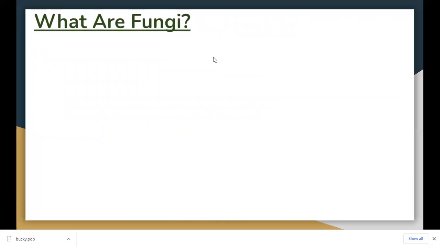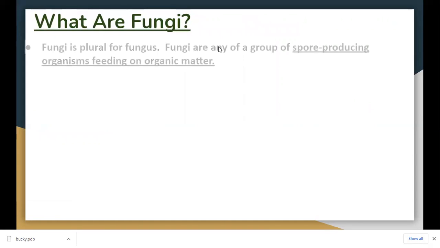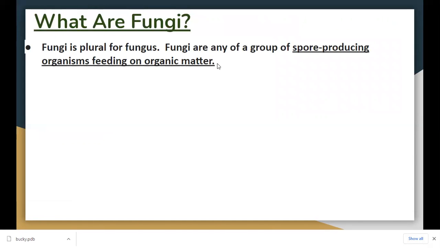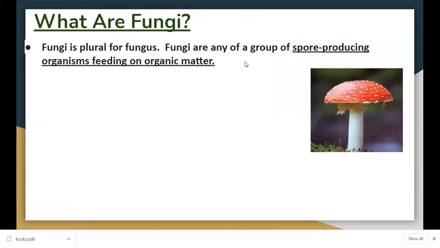So what are fungi? This is our next category. So that was protists. This is fungi. Fungi is plural for fungus. Fungi are any of a group of spore-producing organisms feeding on organic matter. Spore producing is the key. So there's your famous mushroom. That is a fungus, a fungi.